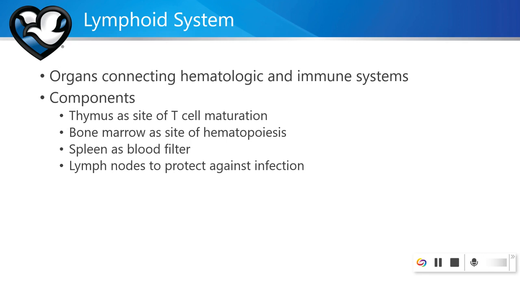The lymphoid system. So all the lymphoid organs connect the hematologic and immune systems, and components include the thymus and bone marrow, with the thymus for T cell maturation and bone marrow as the site of hematopoiesis. Other lymphoid organs include the spleen and lymph nodes, and the job of the spleen is to filter the blood, and the lymph nodes, which are masses of lymphocytes and fibers, are interdispersed throughout the lymphatic channels. As lymph flows through these channels, foreign substances and microorganisms are destroyed and the immune system is activated.